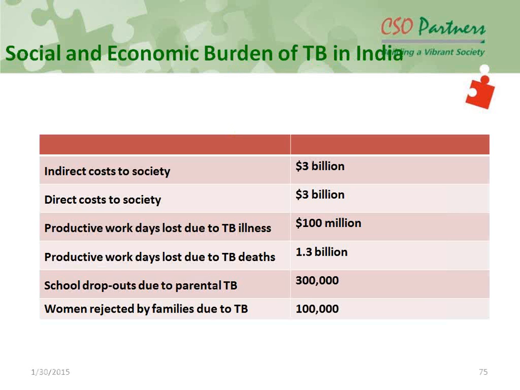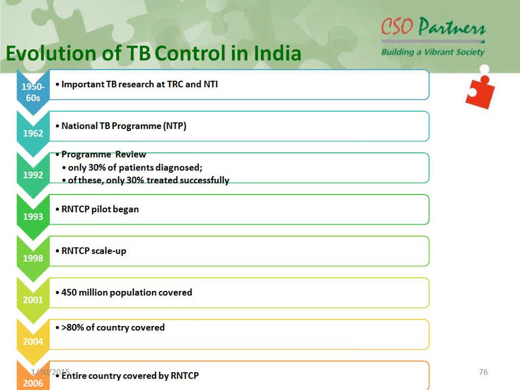So scale-wise, the implication of TB epidemics is much higher than any other disease. Financially, the indirect cost to society in India is $3 billion. Direct cost to society, $3 billion. Productive work days lost due to TB illness, $100 million. Productive work days lost due to TB deaths, $1.3 million. School dropouts due to parental TB, 300,000. Women rejected by families due to TB, 100,000. So there is not only a health, social and psychological implication, there is a very definite financial implication of TB infection.